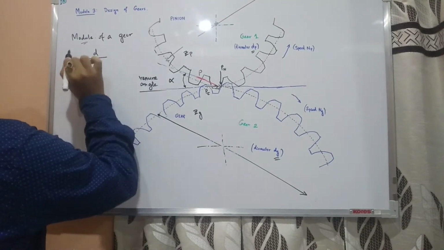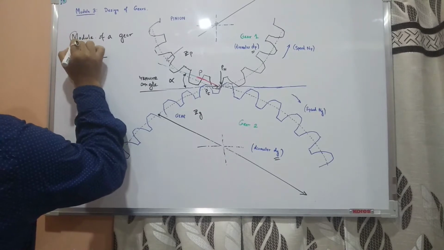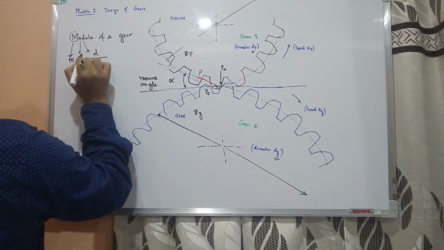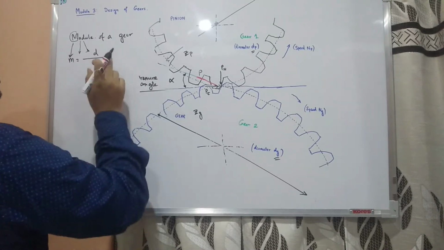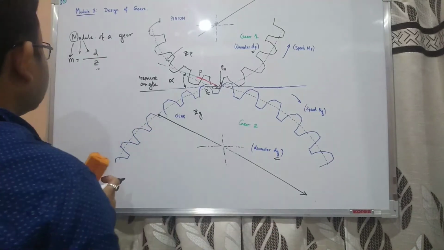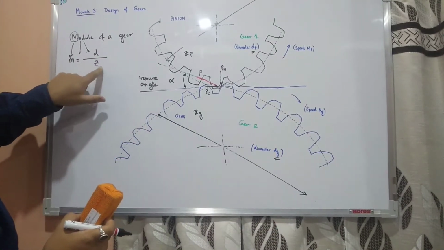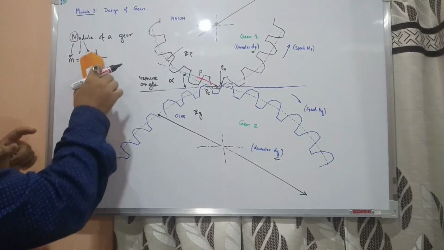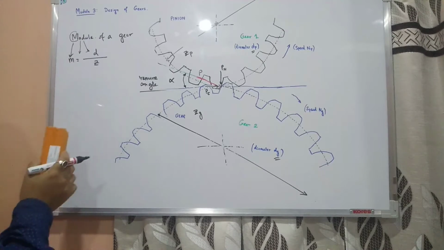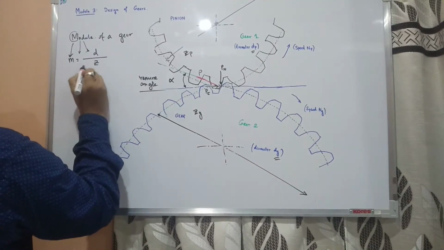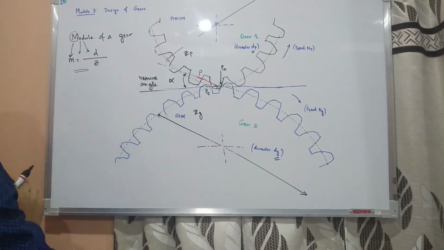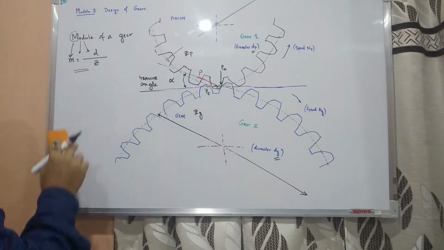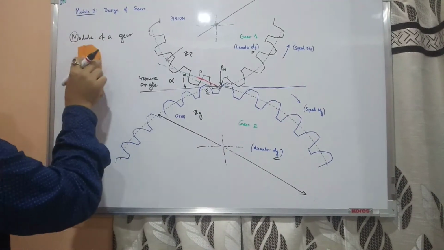So you can remember module by this: M equals D by Z or D by T. You have to remember Z or T. If you write number of teeth as T, capital T or small t, then this will be D by T or D by Z. So you have to always remember this module, which is very important because your design will be based primarily on module only.